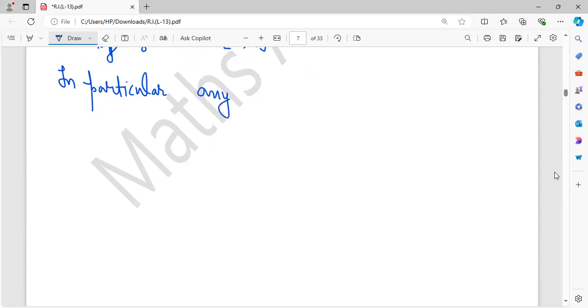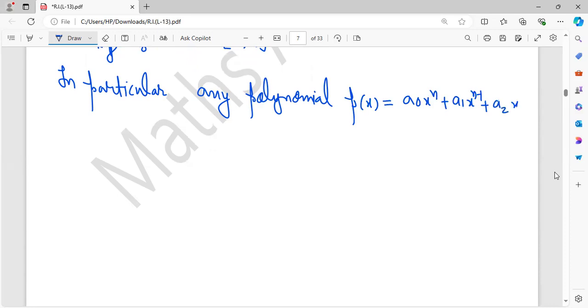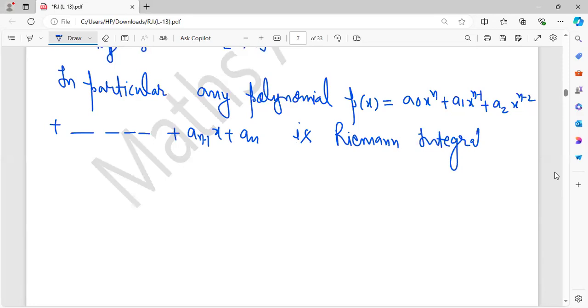In particular, any polynomial P(x) is equal to a naught x to the power n plus a1 x to the power n minus 1 plus a2 x to the power n minus 2 plus and so on, plus a_{n-1} x plus a_n, is Riemann integrable over the closed interval [a, b]. Why is this happening?